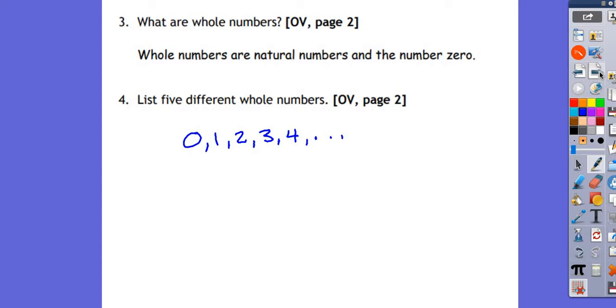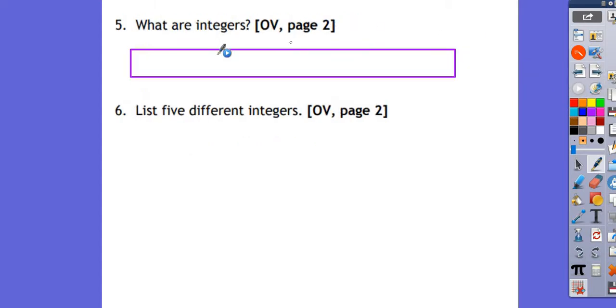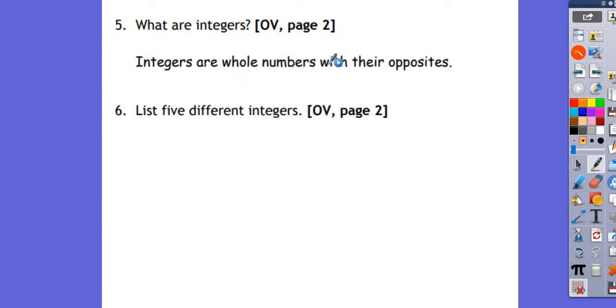Then number 5 asks, what are integers? Integers are your whole numbers with their opposites. The opposite of a positive is a negative. So if I list different integers, I could list -2, and do a dot, dot, dot in this direction, -1, 0, 1, 2, dot, dot, dot. Those are integers.